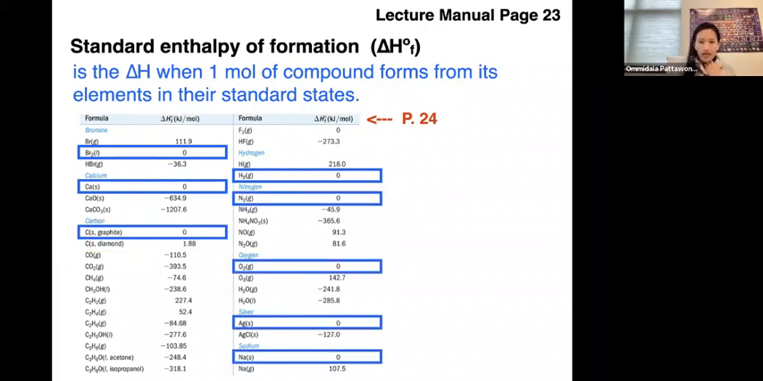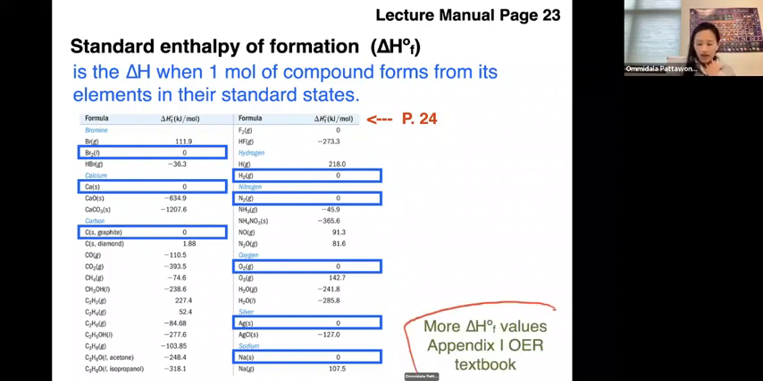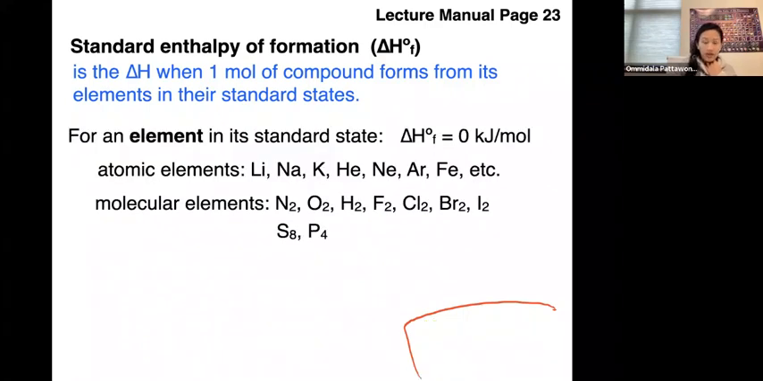Now I want to point out one more thing. All of these values are in appendix 1 in the OER textbook. So let's take a look at what the elements in their standard state are, the ones that have 0 kilojoule per mole as their value.